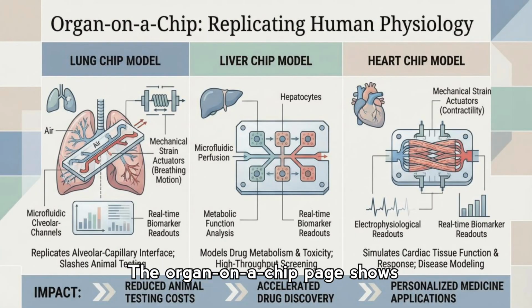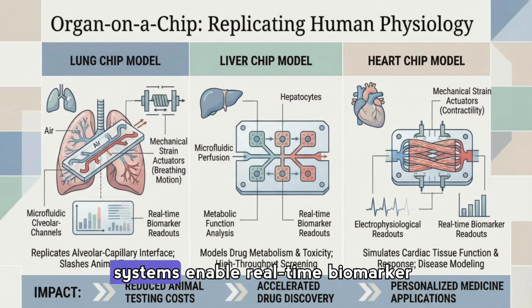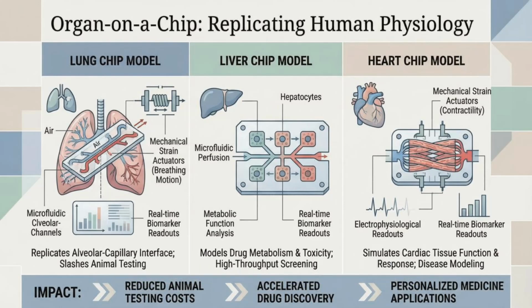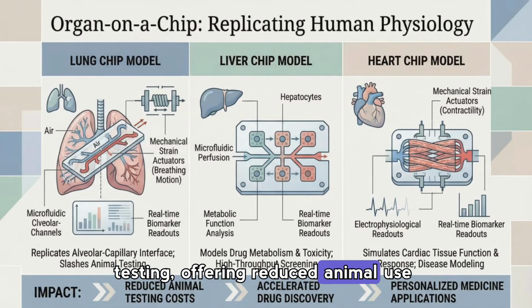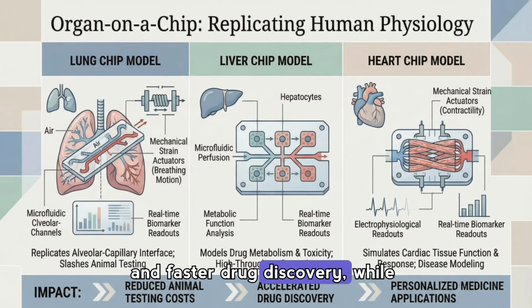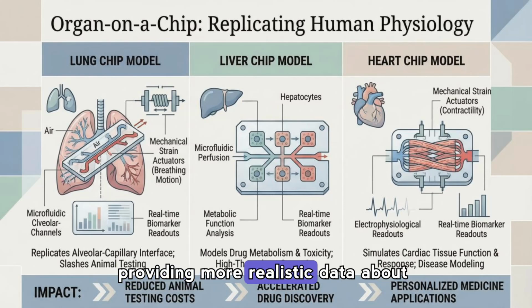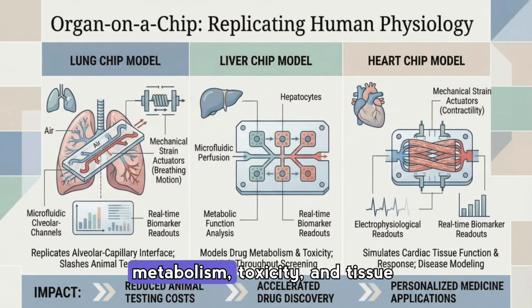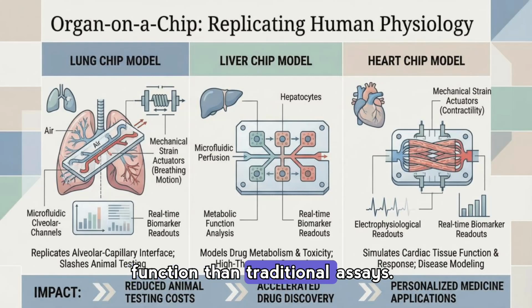The organ on a chip page shows lung, liver, and heart models that replicate human physiology using microfluidics and mechanical actuation. These miniaturized systems enable real-time biomarker readouts and high-throughput testing, offering reduced animal use and faster drug discovery, while providing more realistic data about metabolism, toxicity, and tissue function than traditional assays.